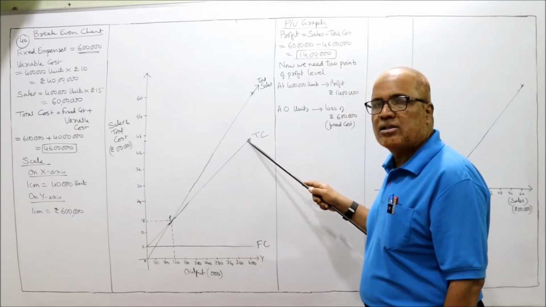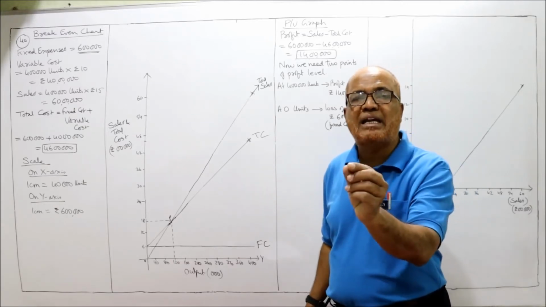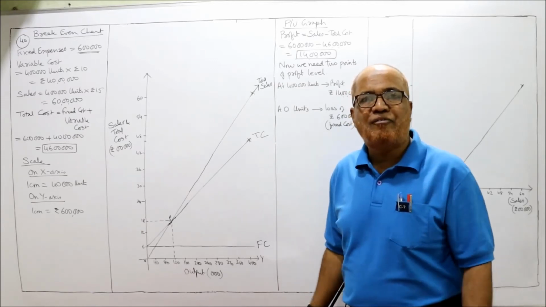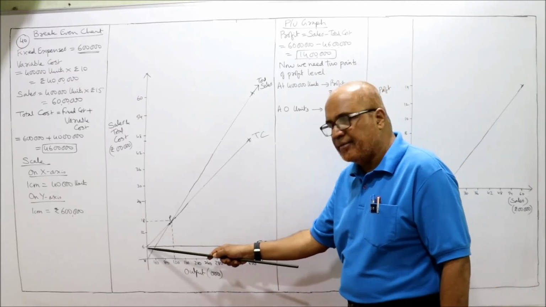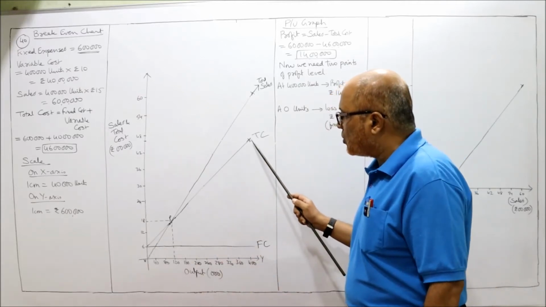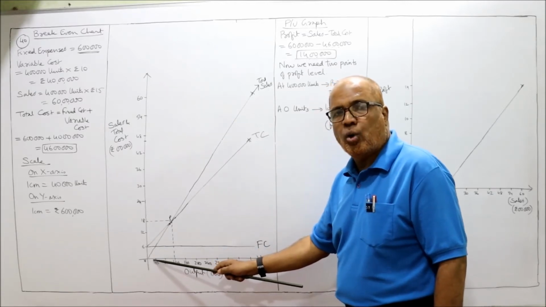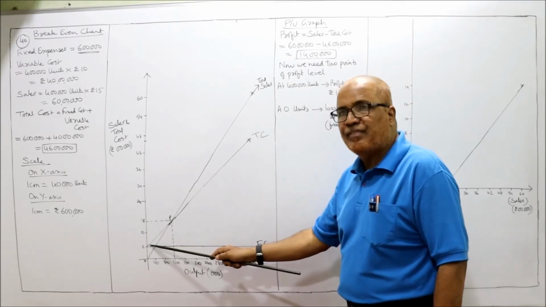From this mark, join a straight line up to the point of intersection of the fixed cost line. The fixed cost line is intersecting here. So this total cost line should be joined up to here. Don't join it at the origin. The origin is for the total sales line. The total cost line will start from the fixed cost.